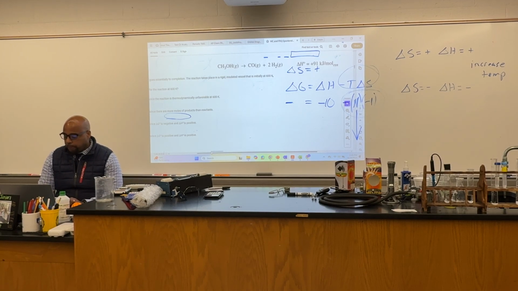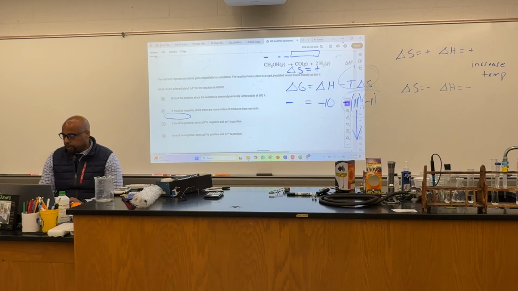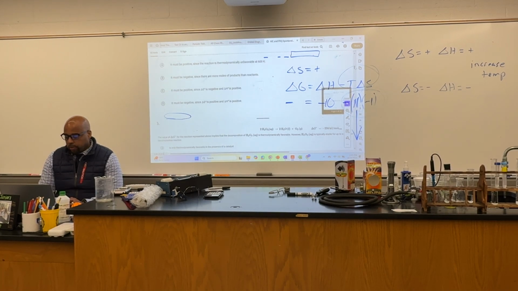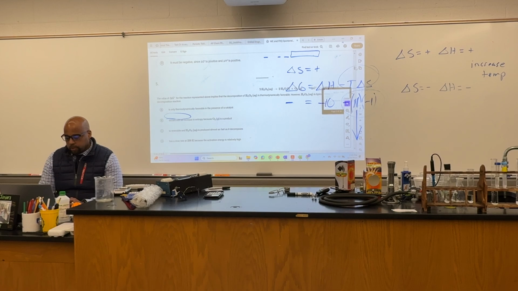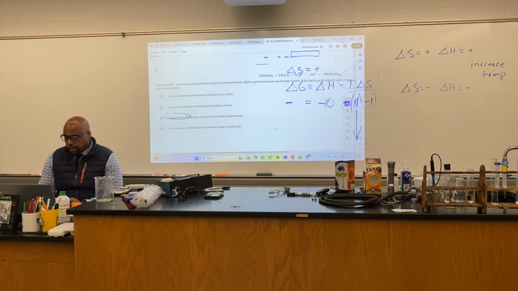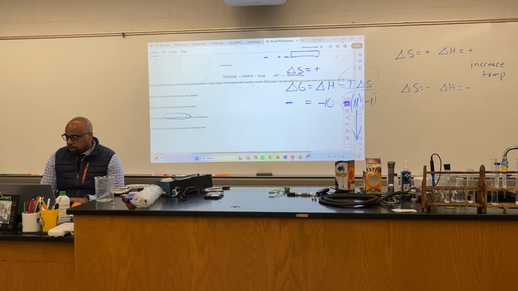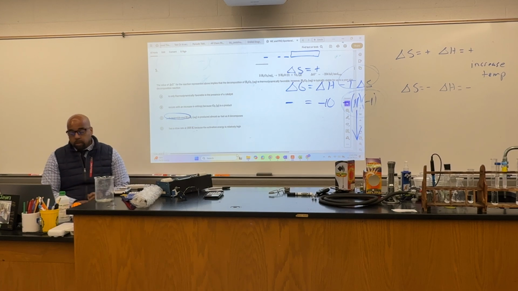I just want to do a couple more problems, and then we're going to jump ahead here a little bit. What do we got going on with this problem right here? What does it say? The delta G value for the reaction represented above implies that the decomposition is thermodynamically favorable. However, H2O2 is typically stable for a year stored in a dark bottle. The best explanation for this is thermodynamically favorable. Blah, blah, blah, blah. Okay.